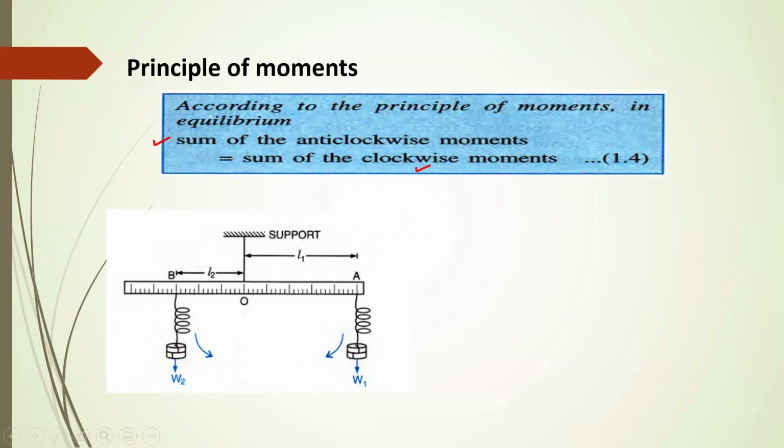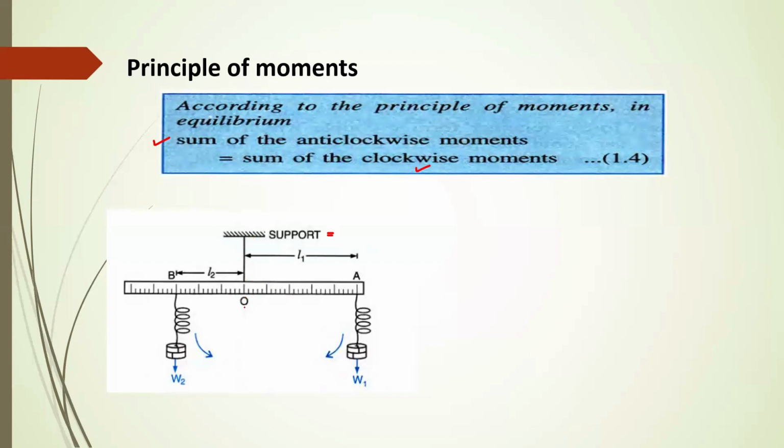Now, how do we understand this or how do we apply this? So let us take an example of a ruler. Yes, a meter ruler here is balanced and supported at a rigid support. Yes, and it has been balanced with the support here.